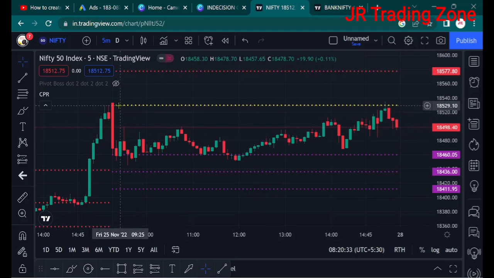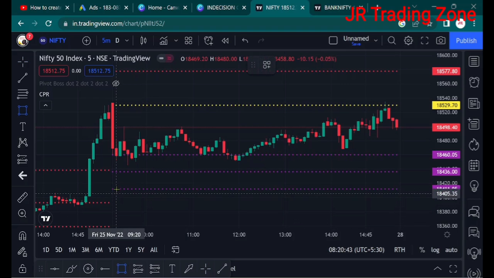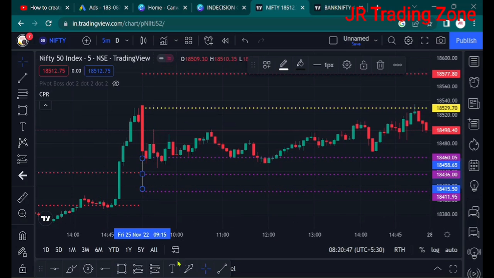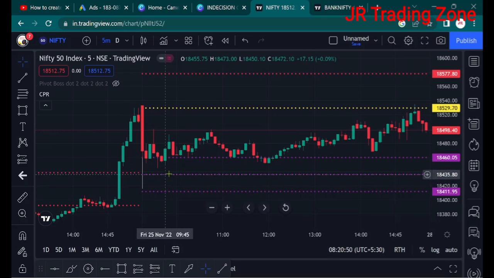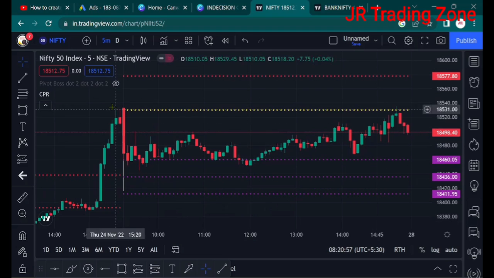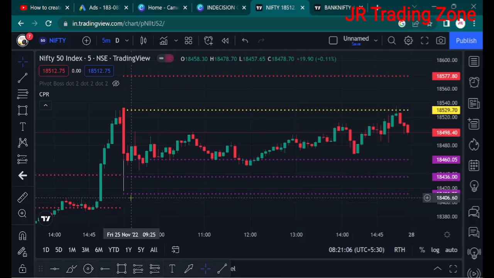See carefully. Even though this candle was a big reddish candle, this is the CPR range. This entire range, these three lines, is called the CPR range. CPR can act as a support or resistance. Here the candle is above the CPR, so when it is coming towards the CPR, there are more chances this CPR range can act as a support.